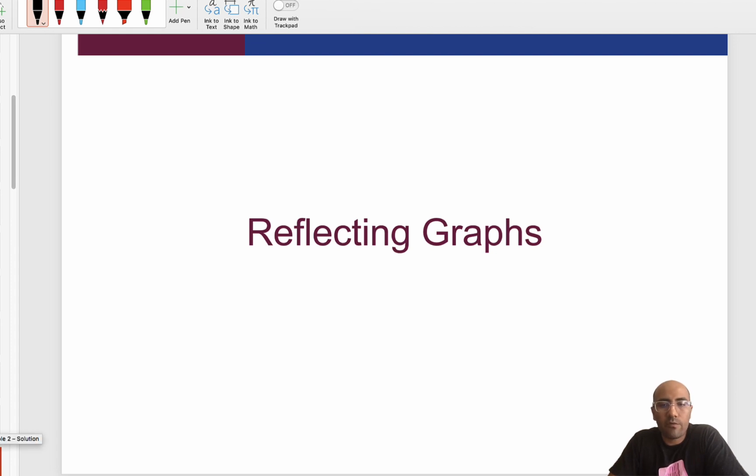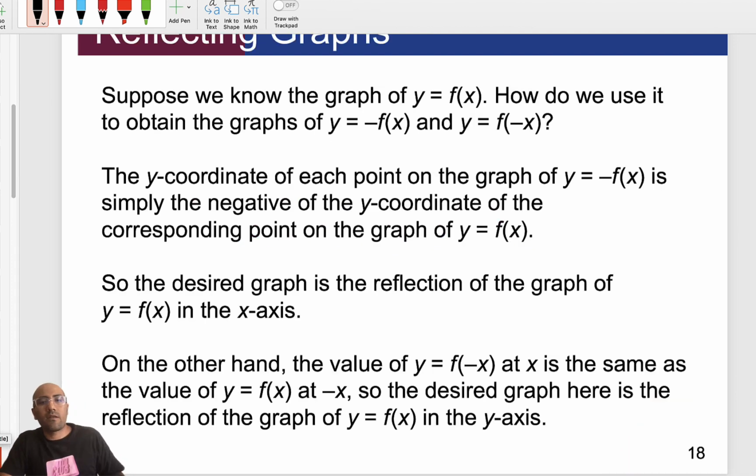Good. Okay, now reflections. Suppose that we want to look at what happens when we multiply a standard function by -1 as compared to evaluating the function at negative x. Whenever we see negative f of x or f of negative x, remember we can always think of the first as -1 times f of x, and the second we can always consider as f of negative x.